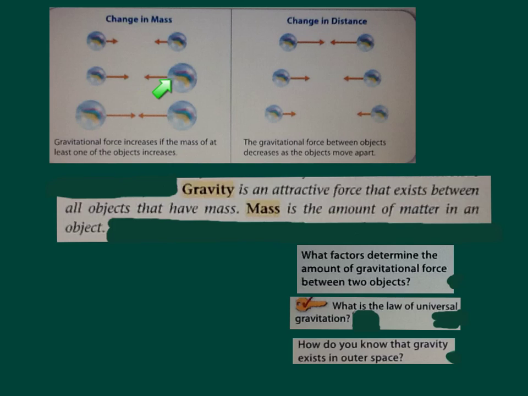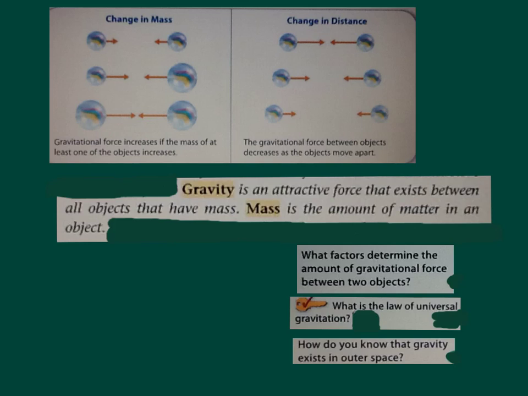This has gotten larger. The mass has increased. So because the mass of this object has increased, the force between the two has also increased. Okay, let's move down to this one. Now you'll notice that this object has increased to the same size as this object. Notice the lines. The lines have also gotten longer, which shows an increase of gravitational force. Okay? So I wanted you to see that because that does make a difference. Gravitational force increases if the mass of at least one of the objects increases.